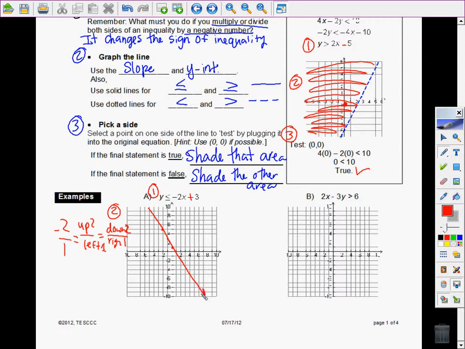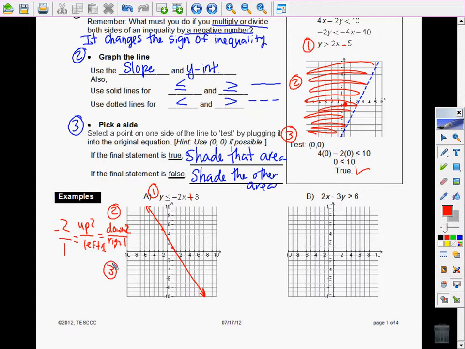Get over it. This is less than or equal to. All right, third step is to do what? Select a point. So this is less than. Do I think the less than is going to be on the right side, or on the left side? Left. So let's choose a point.